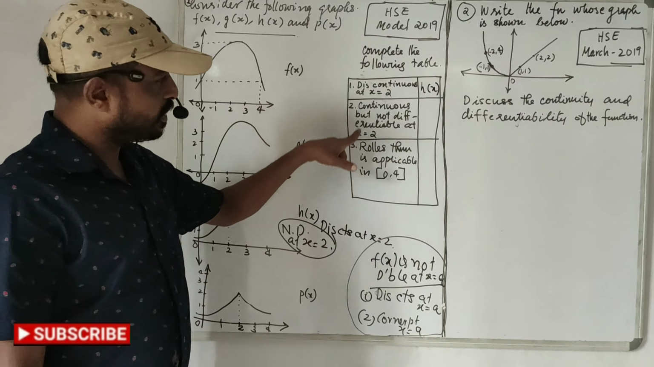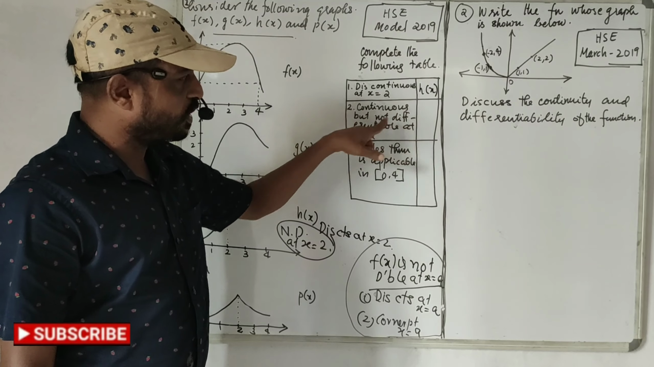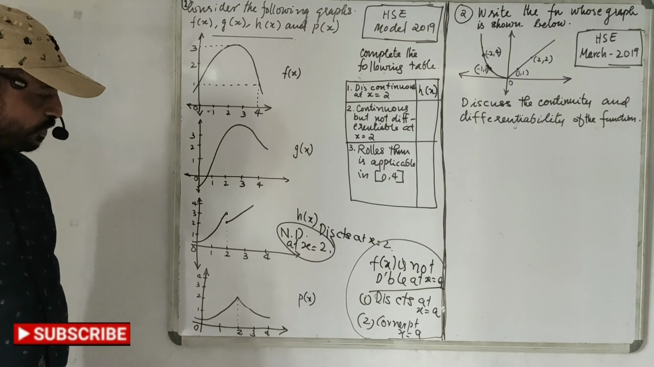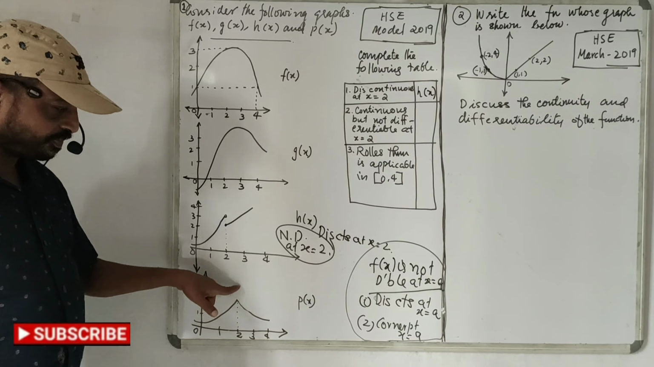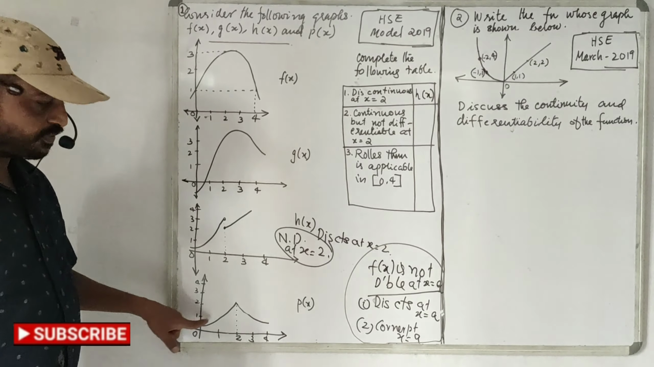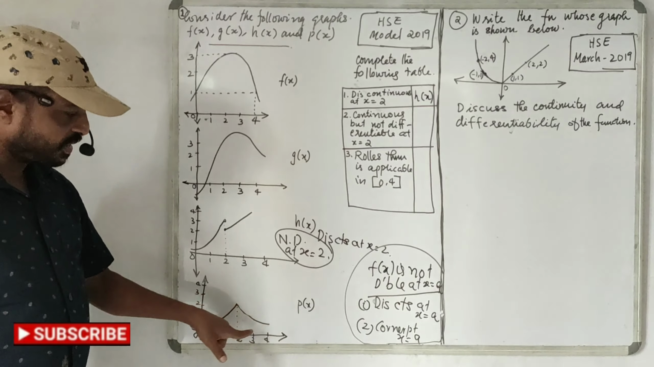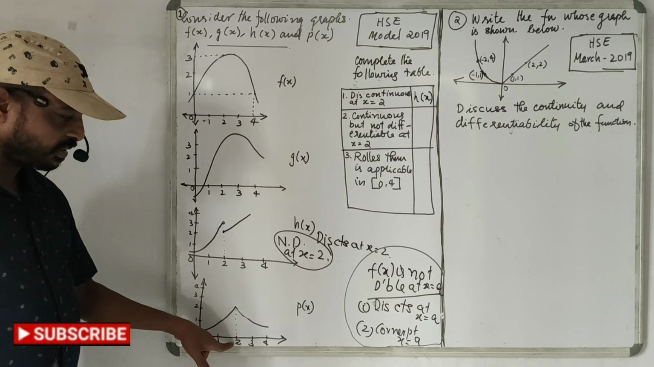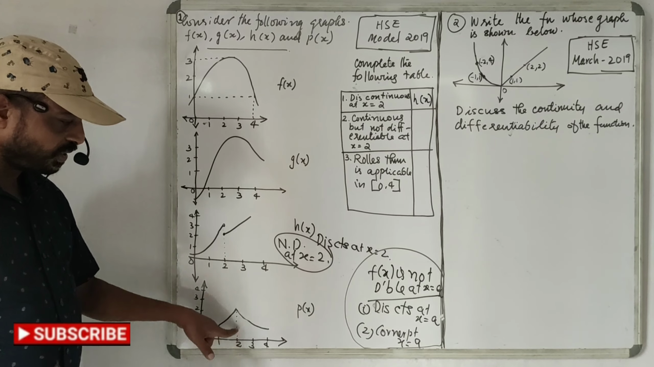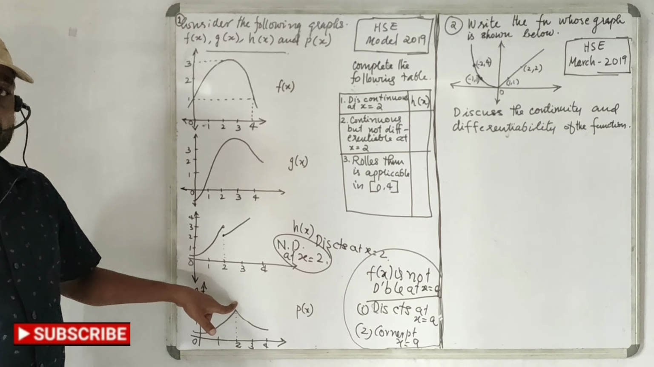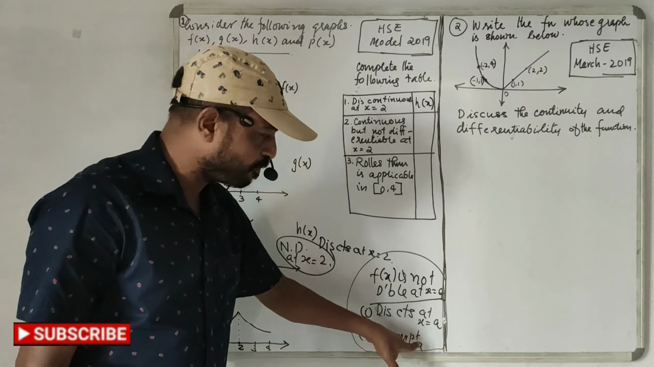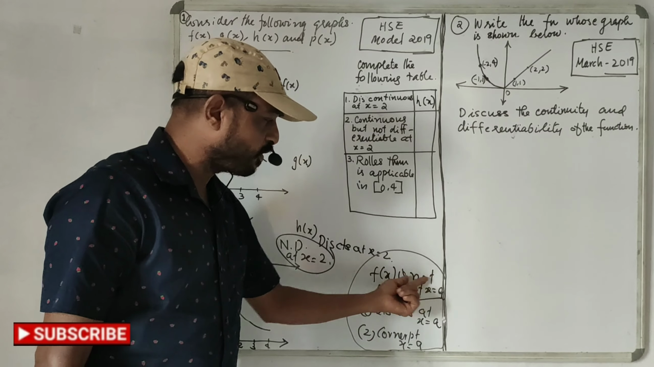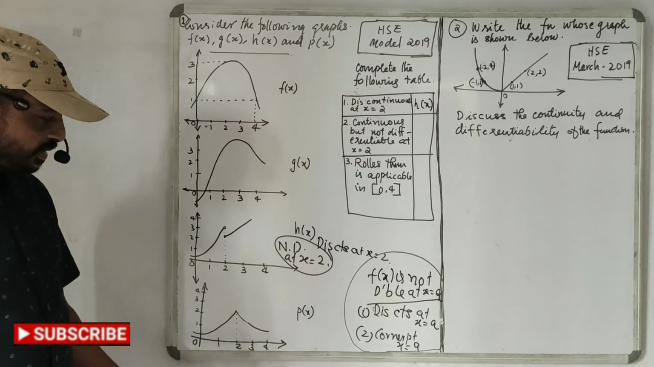So let us find the function which is continuous but not differentiable at x equal to 2. What is that? This function is continuous but not differentiable at x equal to 2 because at x equal to 2 there is a corner point. So if there is a corner point at x equal to a, then f of x is not differentiable at x equal to a.